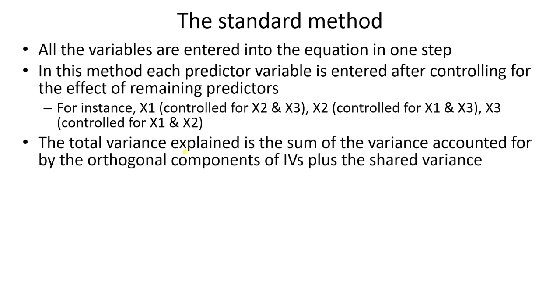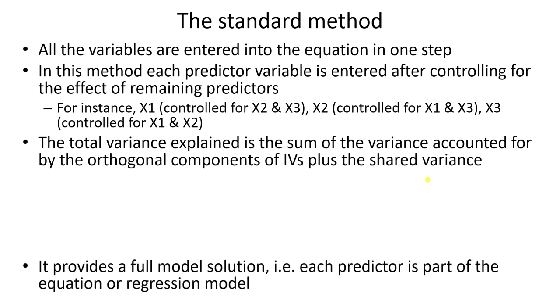However, the total variance explained will always be equal in all the three strategies. Remember, the difference will come only in terms of the unique contribution of the IVs. So total variance explained is the sum of variance accounted for by the orthogonal components of the IVs. Sorry, that is the unique variance of the IVs plus the shared variance. And this provides a full model solution.